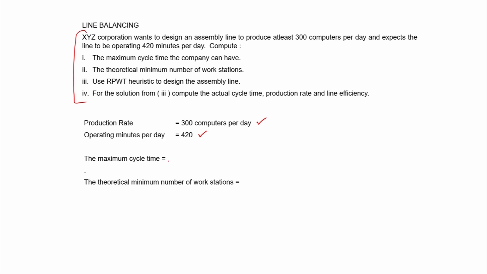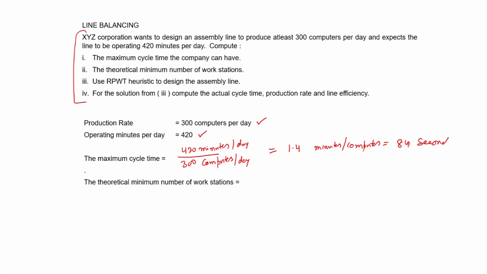So, the maximum cycle time which is available is 420 minutes divided by 300 computers per day, and 420 minutes per day is available. So, the time available per computer is 1.4 minutes per computer, and this is equal to 84 seconds. 1.4 into 60, 84 seconds are available to produce one unit.